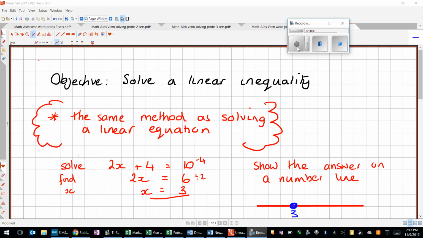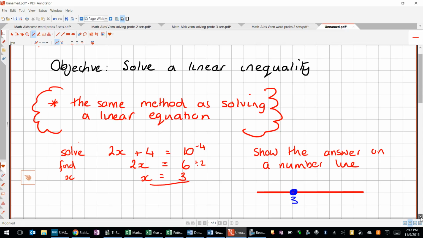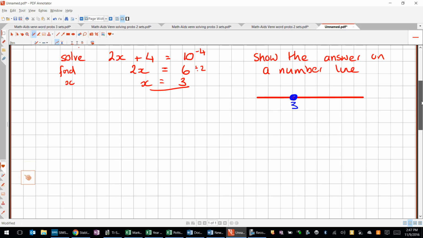Changing stuff. This is all things that you're used to. Maybe the only added extra is showing the result on a number line, but you've all just said you recognise that, yeah? Okay. Does anyone know already what an inequality is? No? Okay, so if I show you, you'll probably go, oh yeah.